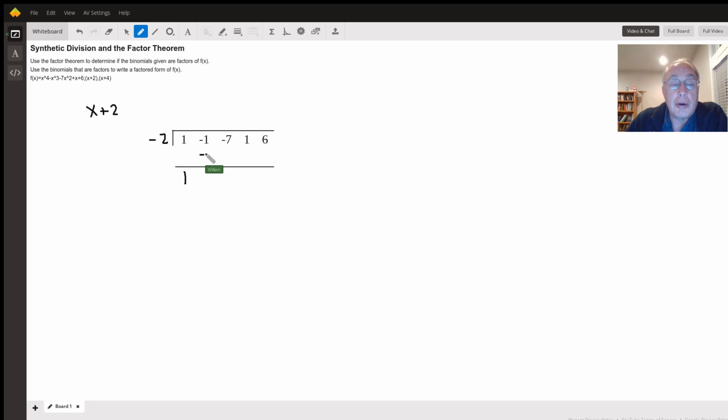We put that here, and then we add, and so -1 and -2 adds up to -3, and we multiply -2 times -3, and we get 6. Add, and we get -1. -2 times -1 is 2. Add, and we get 3. -2 times 3 is -6. And we add and get 0.